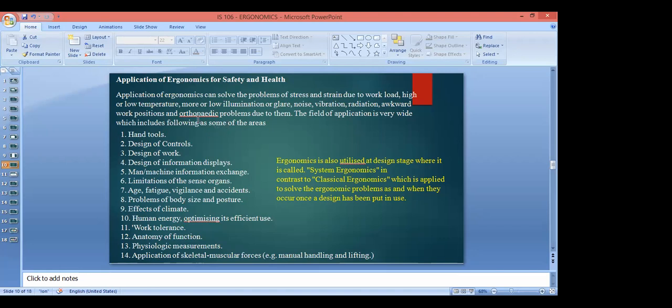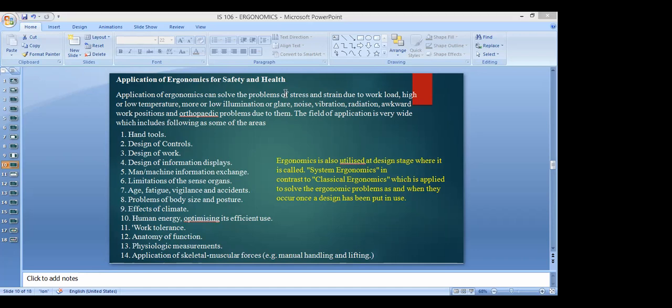At high and low temperatures, more or low illumination or glare, noise, vibration, radiation, awkward work position, and also orthopedic problems due to them. And the field of application is very wide, which includes the following areas. So people may be working under these conditions: less illumination and less ventilation. Due to the less ventilation, there will be low or high temperatures, noise and vibrations, radiation. Awkward position means bad position. They are not working in a proper position.